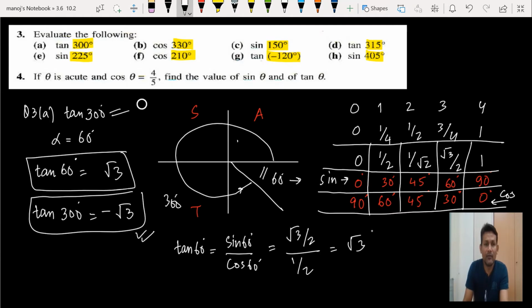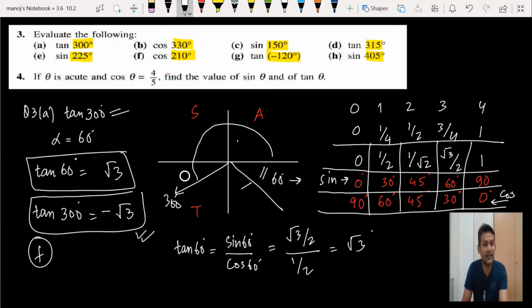For example, I would like to use part F. In part F, you see 210. So 210 lies in which quadrant? 210 is coming here: 180, and this is here 210. What's the basic angle?